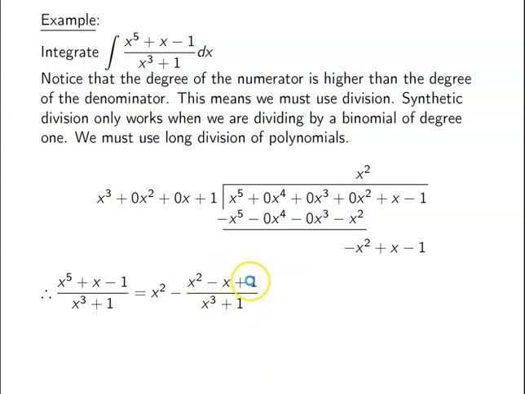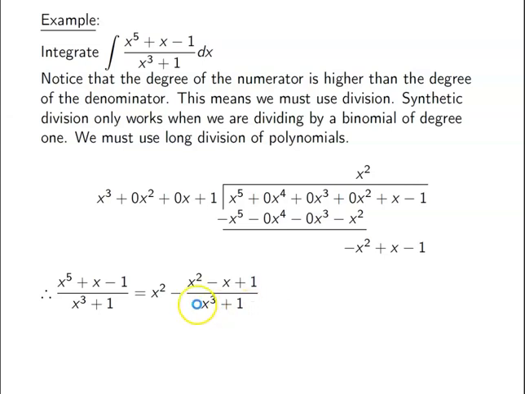So now look what I have left over. If I want to integrate this, I've got to integrate this. But now we still have a problem. Once I distribute this integral sign, I still have a rational function, right? But notice this time, the numerator is less than the denominator. So now all I have to do is factor, okay?